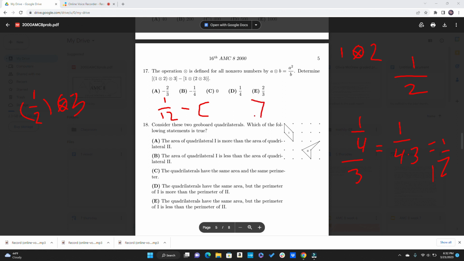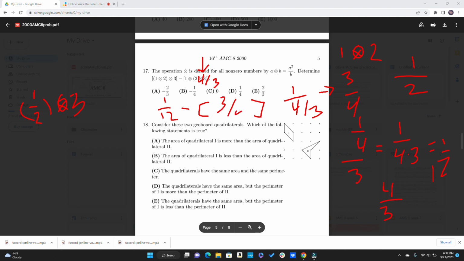Order of operations, we need to do what's inside the innermost parentheses. That's 2 symbol 3. So 2 is our A, we square 2, which is 4, and we divide it by B, which is 3. So now we have 4/3. And now finally, we have 1 symbol 4/3. So 1 is our A, we square our A, and divide it by 4/3. And that turns into 3/4. Cool. So now what we have is 1/12 minus 3/4.